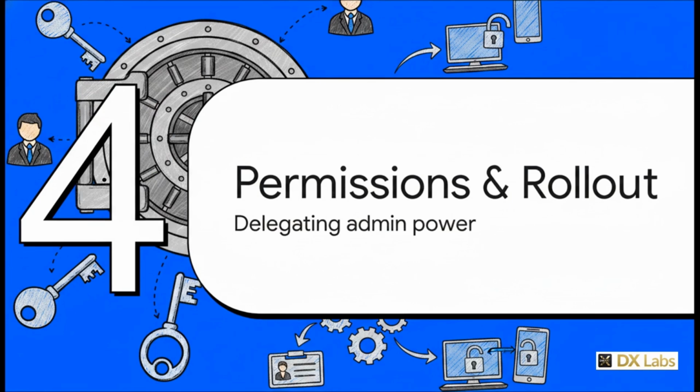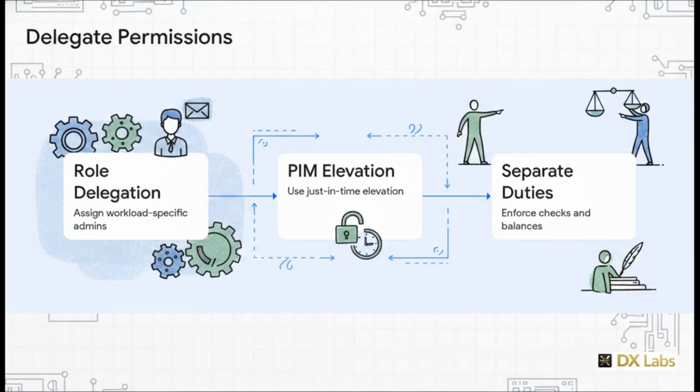Moving on to Section 4, Permissions and Rollout Practices. Delegating administrative power. Think of this like the protocols for opening a bank vault. Different managers hold different keys, and literally no one person can open the vault by themselves. To manage Copilot securely, you have to delegate administrative rights properly. For the exam, lock these 3 steps in your memory.